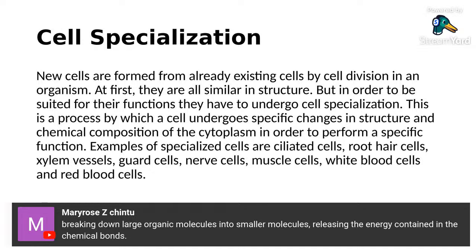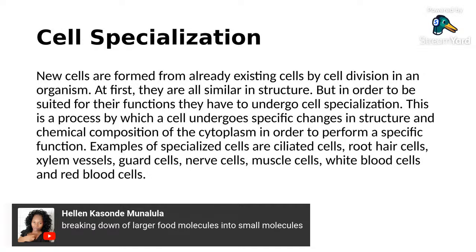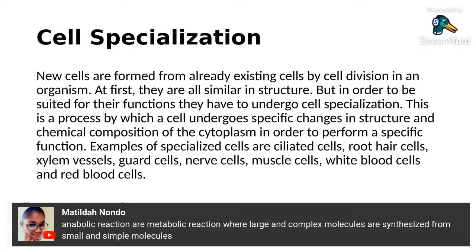Okay. Then Miss Helen: breaking down of large food molecules into smaller molecules. Okay, that's also true. Miss Matilda: anabolic reaction, a metabolic reaction where large and complex molecules are synthesized from smaller and simpler molecules. That's true. That's for anabolic reaction. Yes, that's excellent. We're seeing that large and complex molecules are what? Are synthesized. They are formed from small and simple molecules. That's true for anabolic reaction.